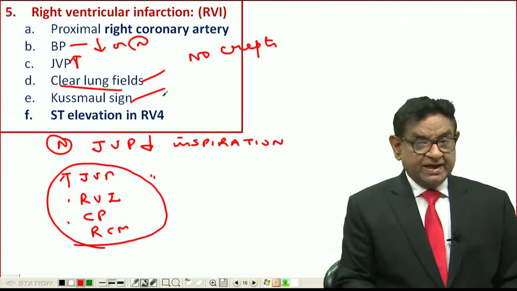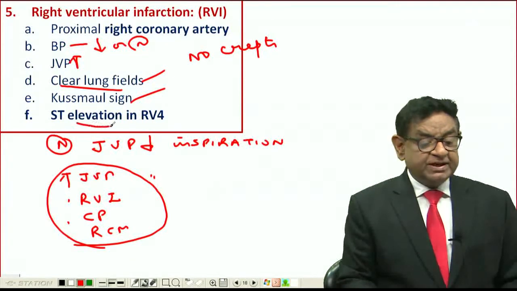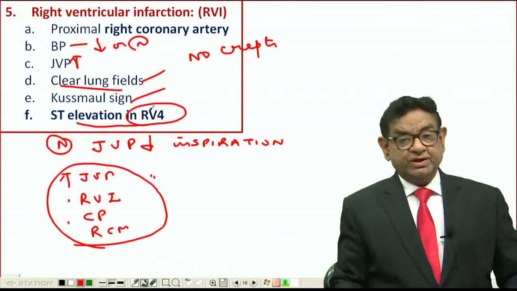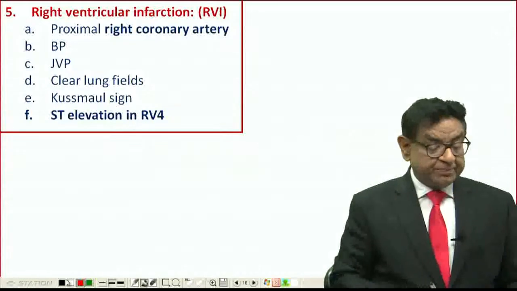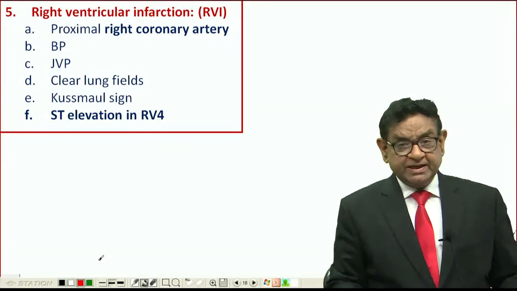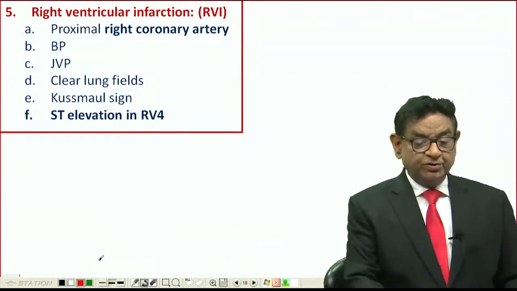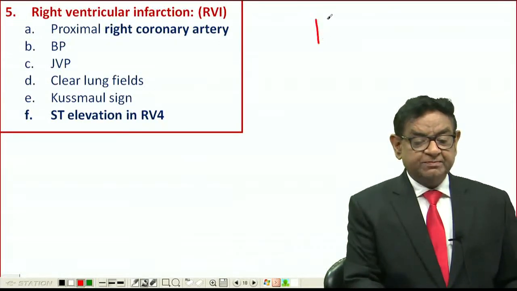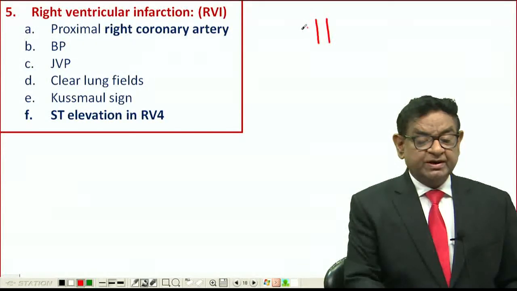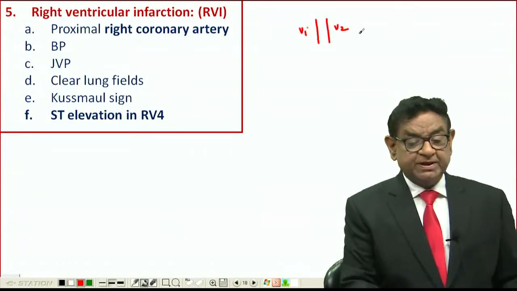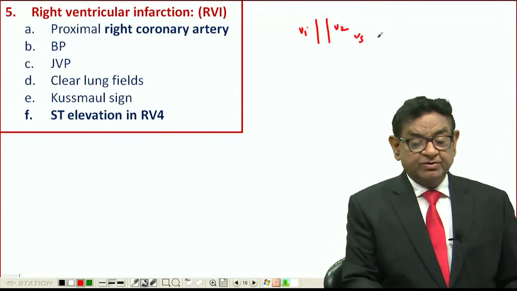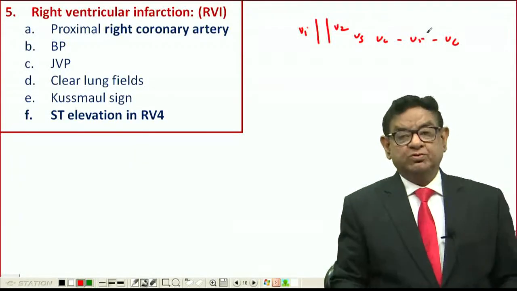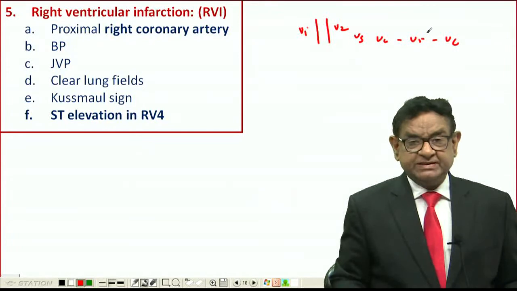And how do we diagnose this condition? ST elevation in RV4. What is RV4? Let's learn the basic concept. Right-sided V4. So let's see how we do the normal recording of ECG. Sternum, we keep the V1 lead here, V2, of course, in the second intercostal space, then V3, V4, V5, V6. This we normally do when we want to see ST elevation MI.